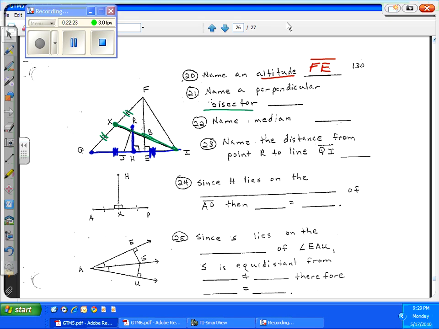But we don't want a bisector. We want a perpendicular bisector, which means not only does it hit the midpoint, it also hits at 90, and the only one of those that does both is RH. RH is a perpendicular bisector of QI. Any questions on that?